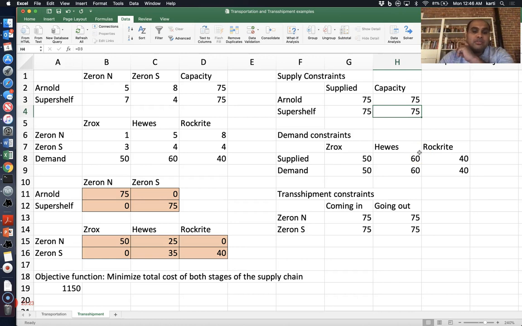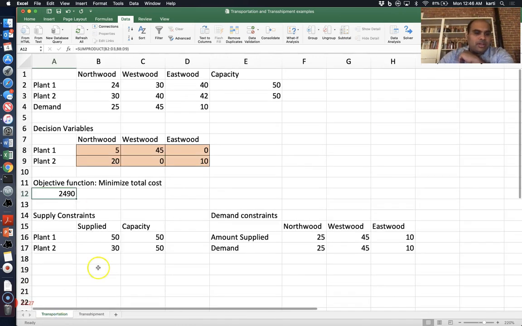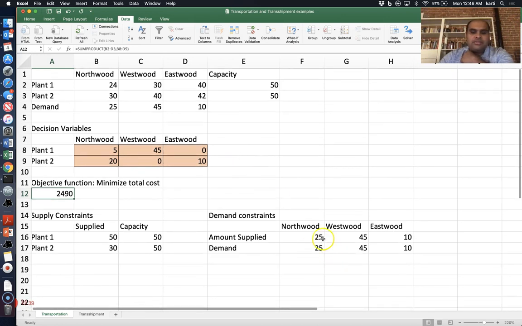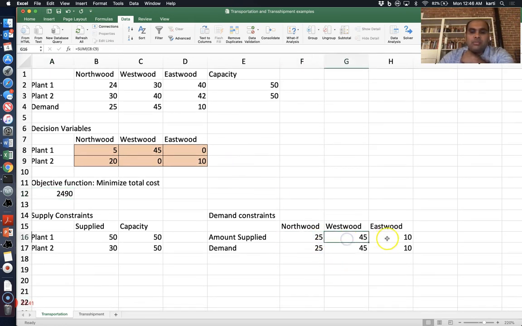Now, in the transportation problem that we did before, I'm going to go back to that. In the transportation problem that we did, the total demand was 80 while the total supply was 100, which means that not all the supply was going to get used up. And you will notice that here. So in the demand constraint, all the amounts supplied to Northwood, Westwood and Eastwood match the corresponding demand because that's how much the demand is and all the demand gets satisfied.